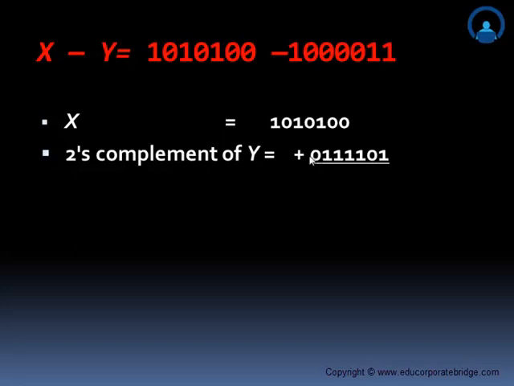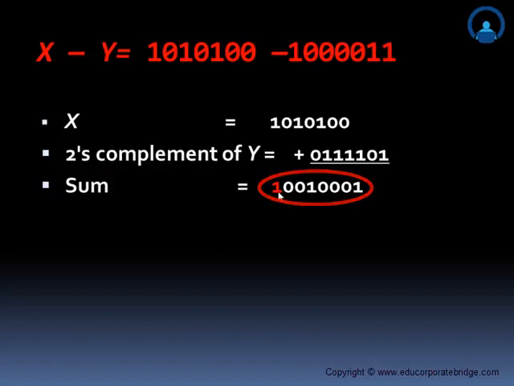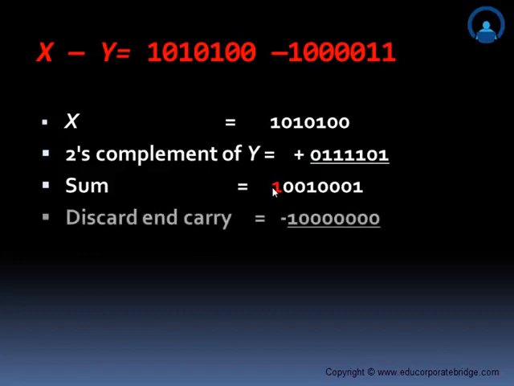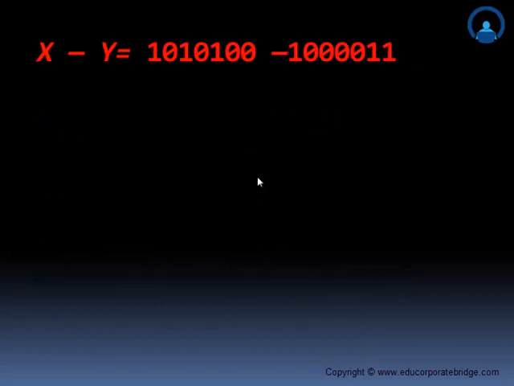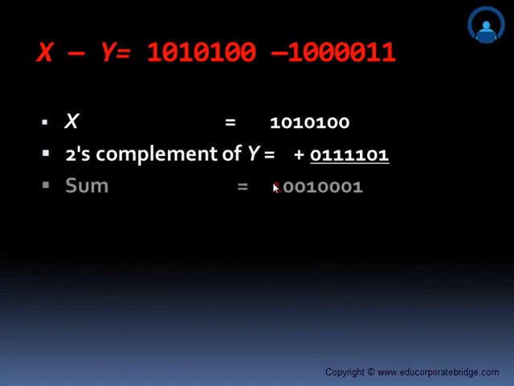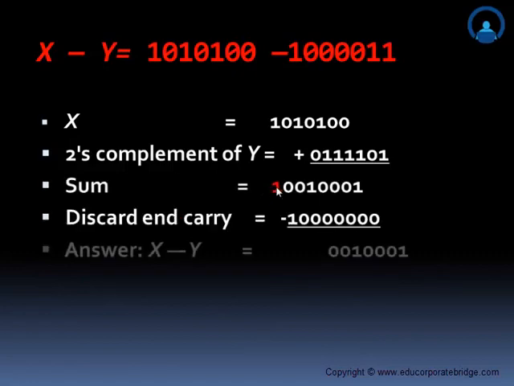Now step number 2: adding the 2's complement of y to the binary number of x. The sum gives 1 0 0 1 0 0 1. Now as we can see, the last bit has a carry of 1. In 2's complement, if there is a carry of 1, it means that the final result is negative, and that is the reason we take the entire 2's complement of this number. The end result is a carry.